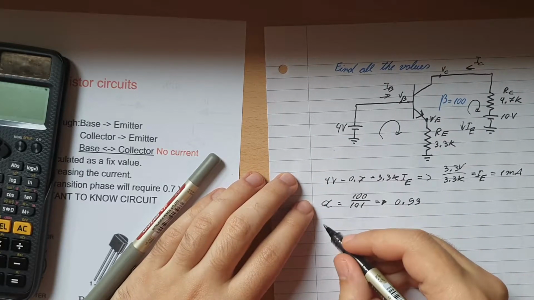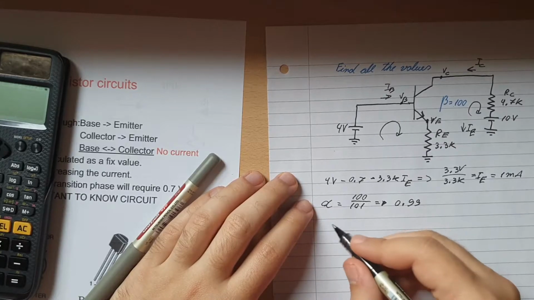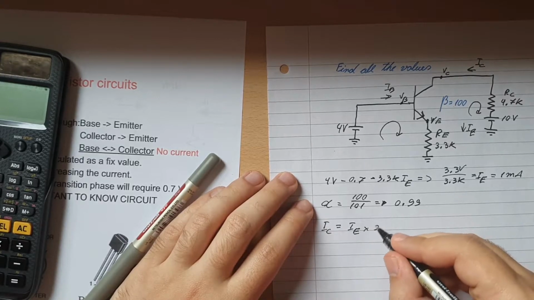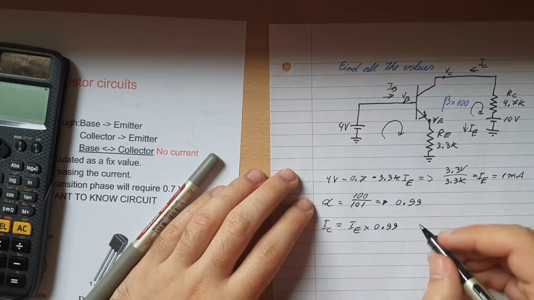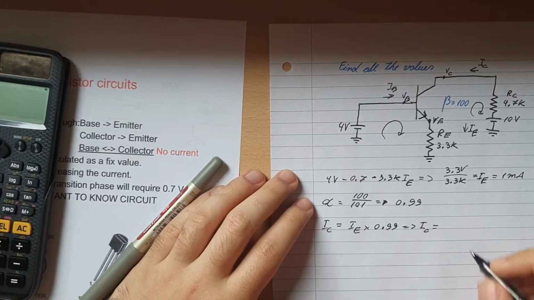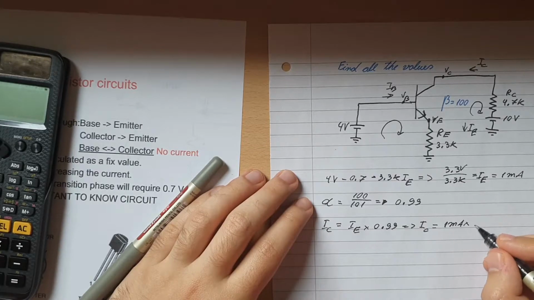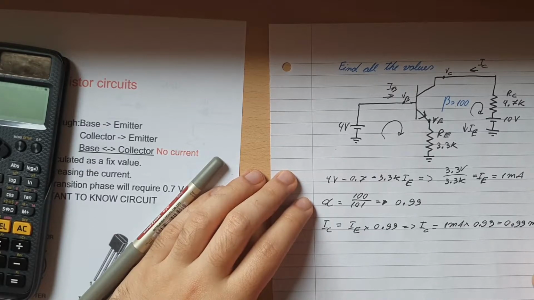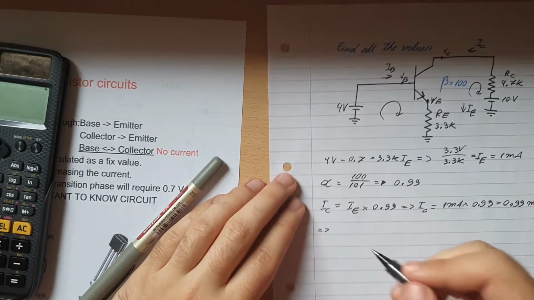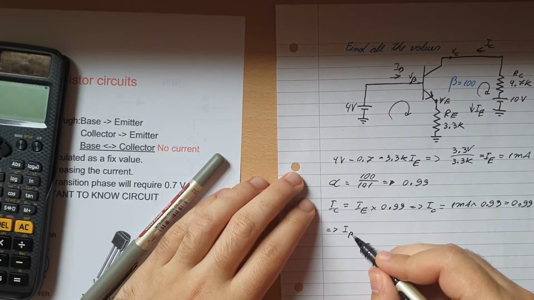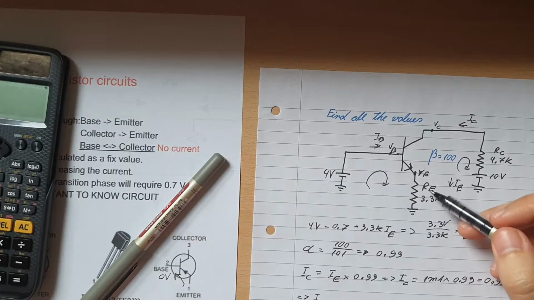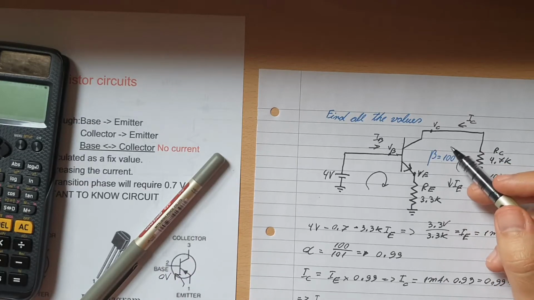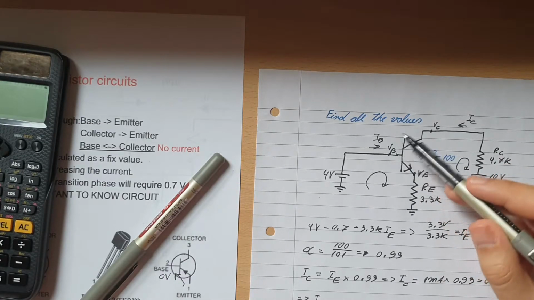Right, now let's see here, IC. We can now find it by doing IE multiplied by the alpha, 0.99. Therefore IC will be equal to 1 milliamp multiplied by 0.99, which is 0.99 milliamps. Okay, next step will be to find IB, because we also need IB. And you may see this is weird, like the first current that we found is usually the last current, which is IE, and then we found IC, which is usually the second current, and now we lastly find IB.